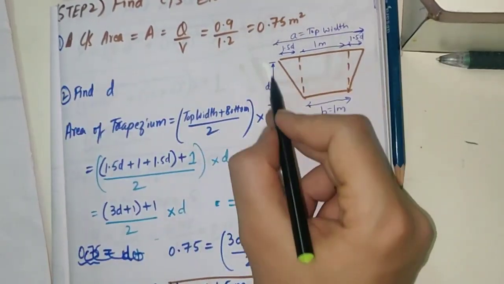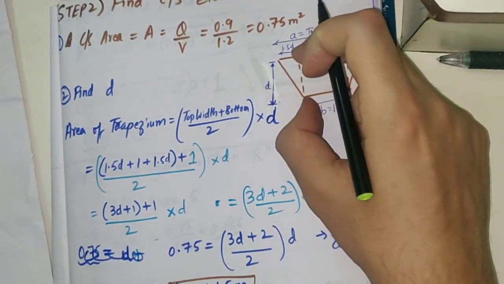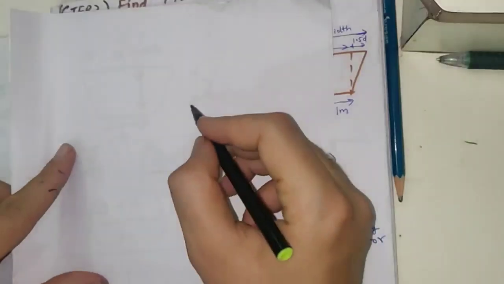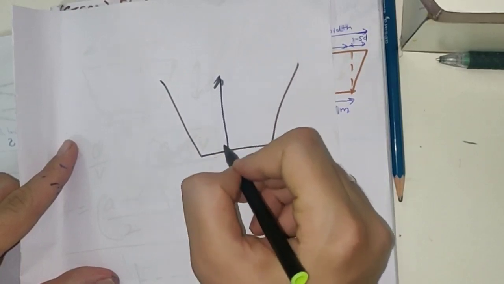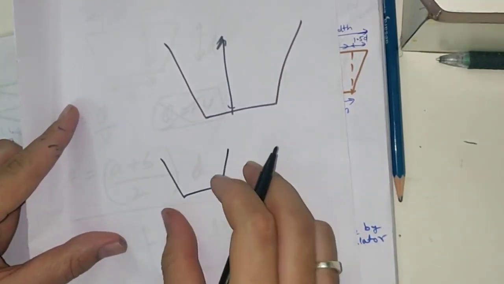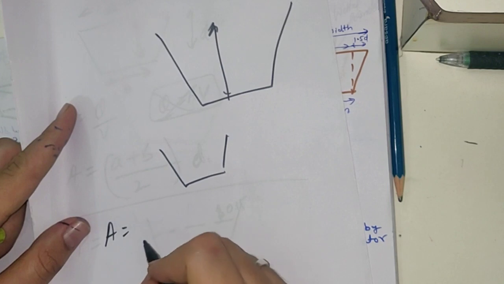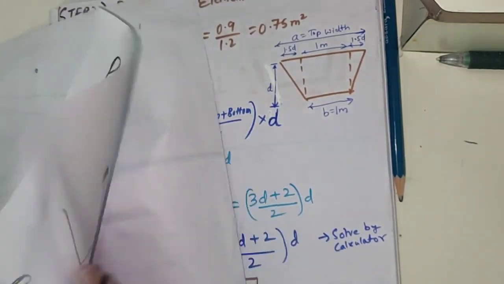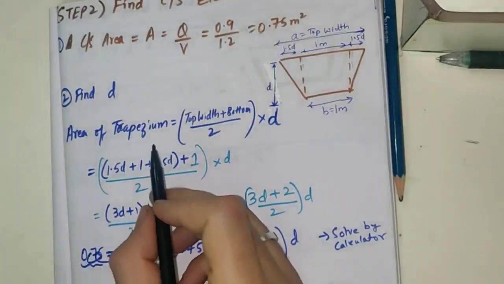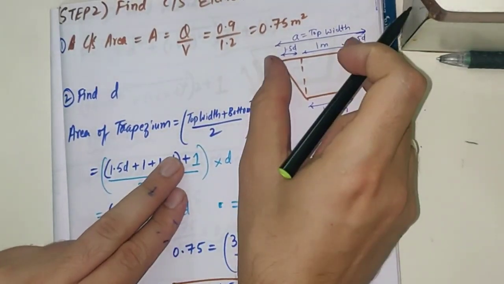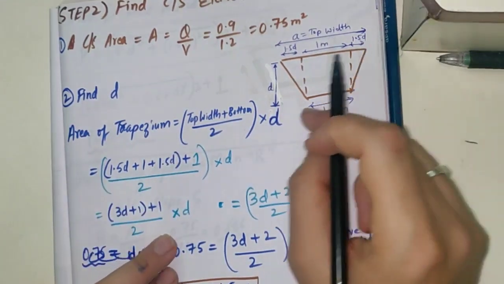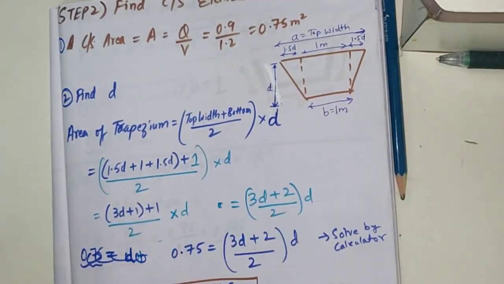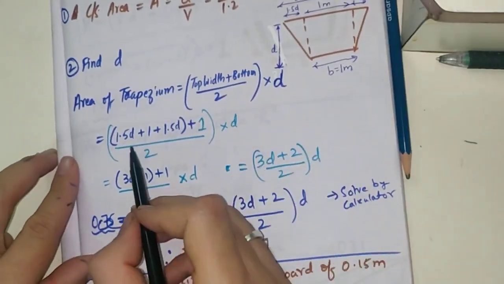Next, you know the overall area now, but you don't know the depth. How much is the depth? It can be this much, or the depth may be this much. You know the area, but you don't know the depth, so you have to use the area of trapezoid formula. Area of trapezoid is what? Top width plus bottom width into the total height, divided by 2. By solving that, 1.5d.